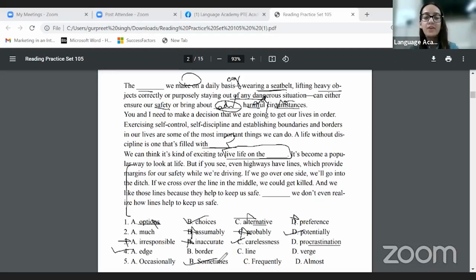With the verb make, we cannot make options, but yes, we do make choices, and the examples were also given. Second one, the sentence was complete and adjective and noun, both things were already there, so we have to go with an adverb. And adverb means ly. So looking at the whole of the paragraph, it matches with potentially, because it's not that we are not wearing a seatbelt. It's a choice. If we do not wear it, then it has the potential to cause harmful circumstances.